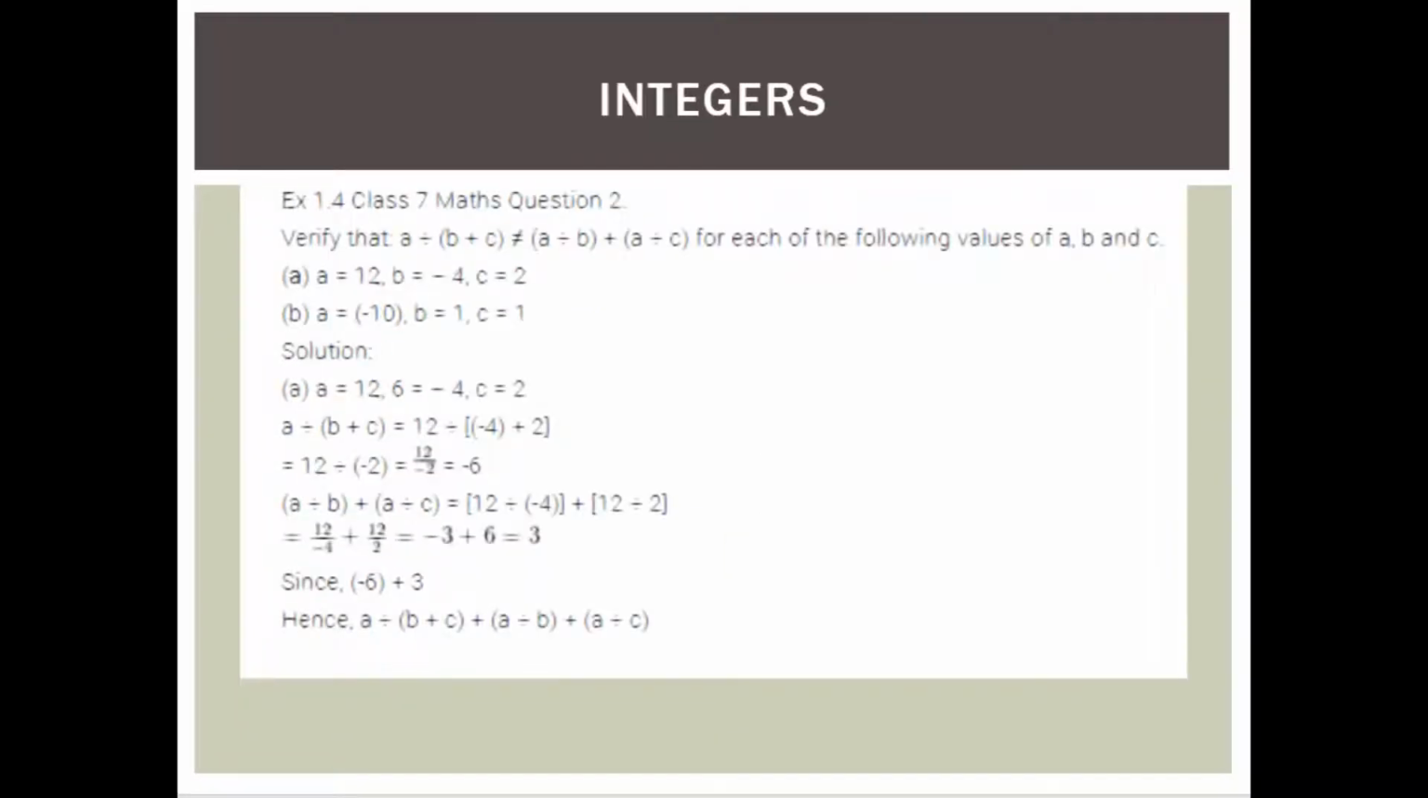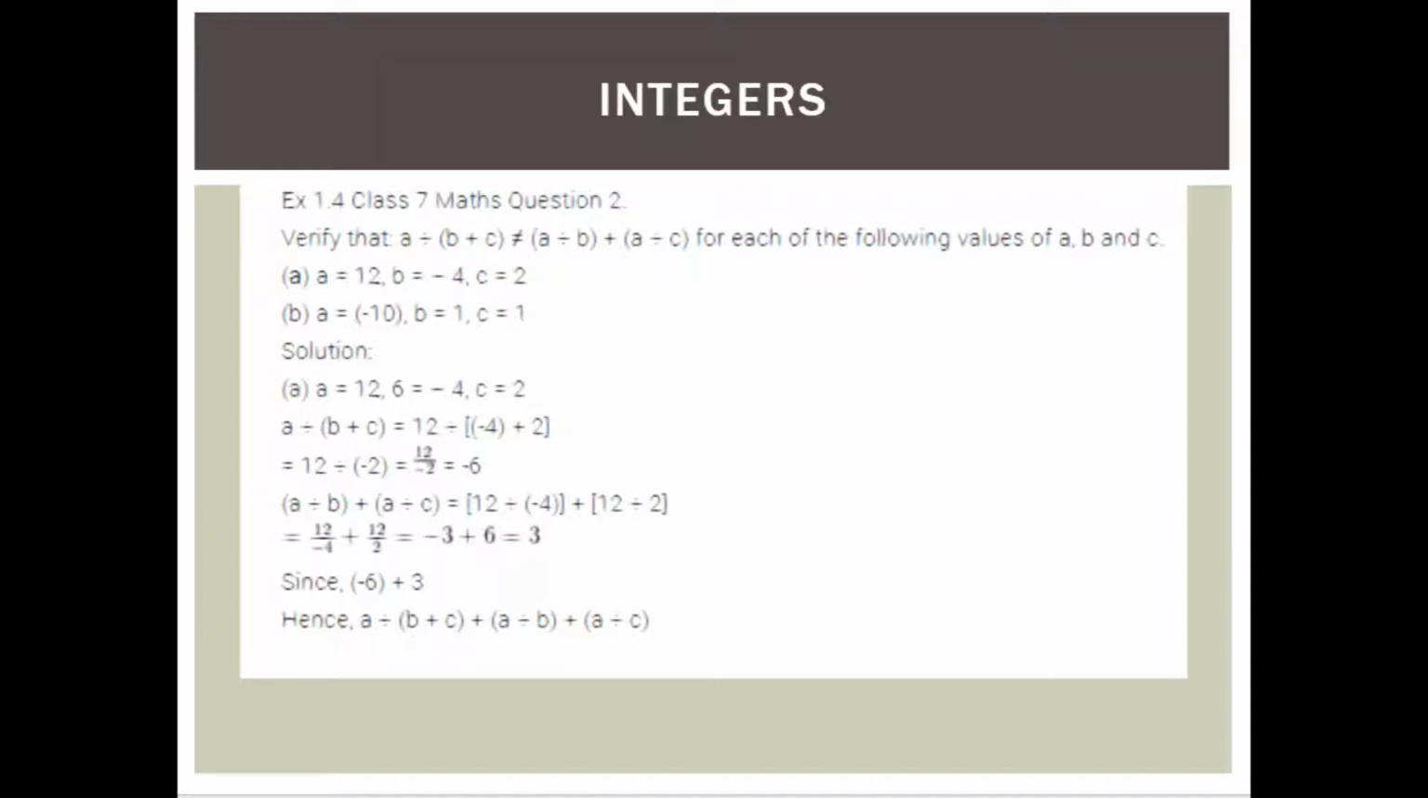Moving to our question number 2. Verify that A divided by (B plus C) is not equal to A divided by B plus A divided by C for each of the following values of A, B and C. First part is A equal to 12, B equal to minus 4 and C equal to 2. A divided by (B plus C), that is 12 divided by (minus 4 plus 2), which is equal to 12 divided by minus 2, answer is minus 6.